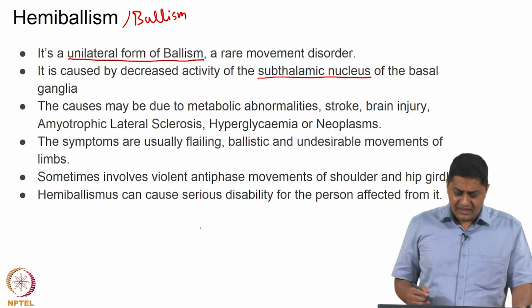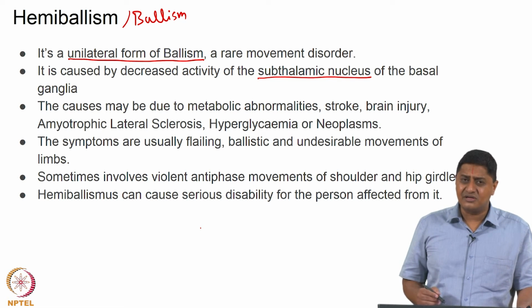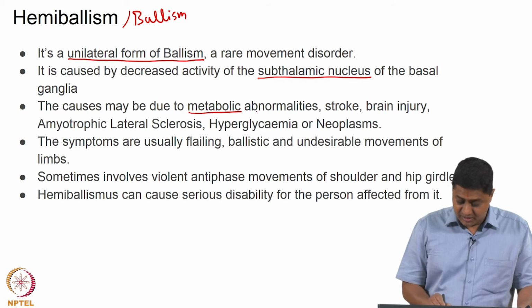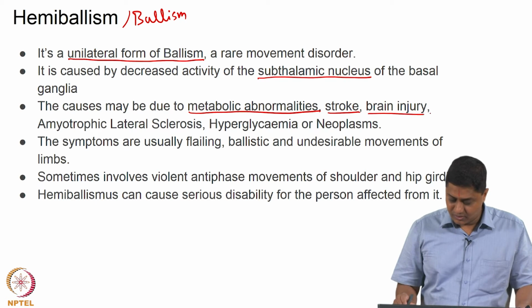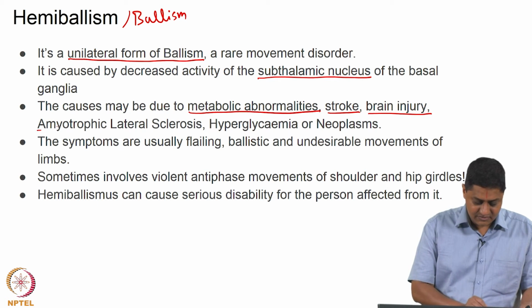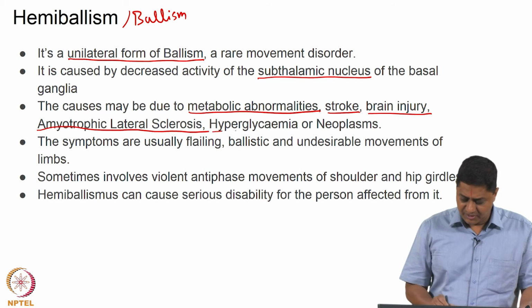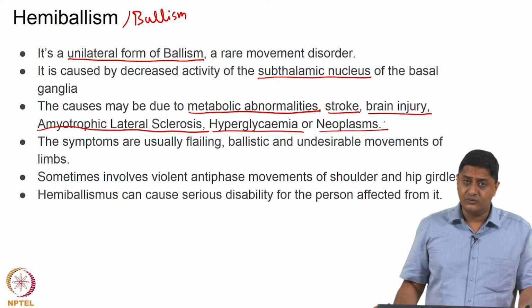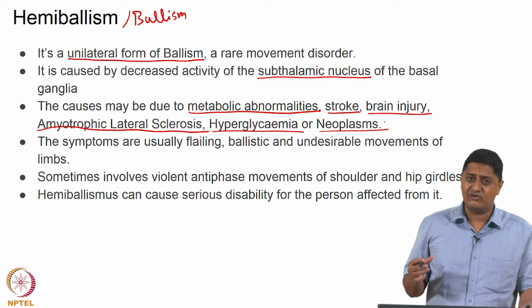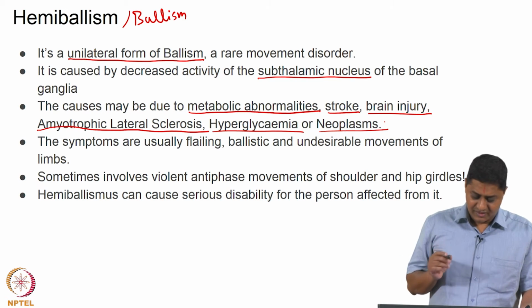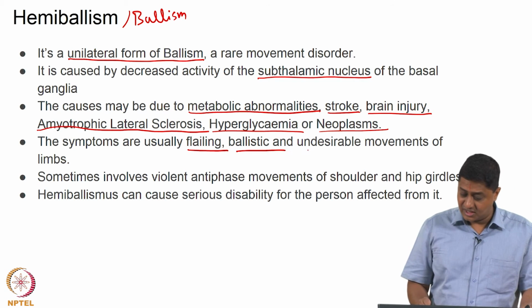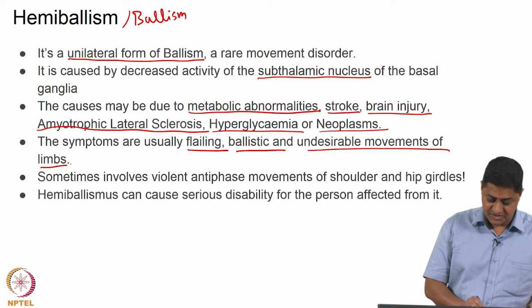The exact reasons why the subthalamic nucleus neurons are knocked out may be multiple: metabolic abnormalities, stroke, brain injury, ALS, hyperglycemia, neoplasm. Several causes could lead to selective degeneration or selective death of neurons in the subthalamic nucleus. What are the symptoms? The symptoms are flailing, ballistic and undesirable movements of the limbs.